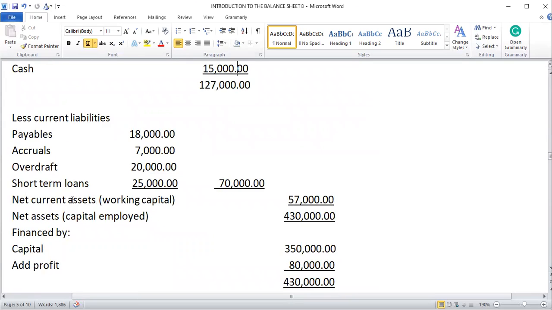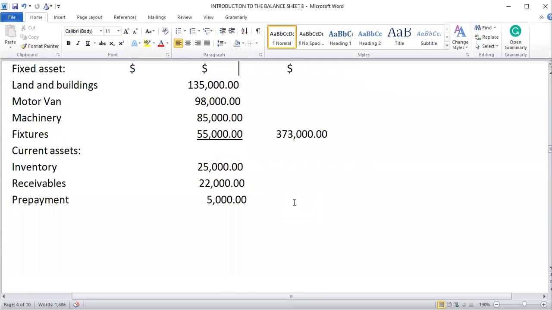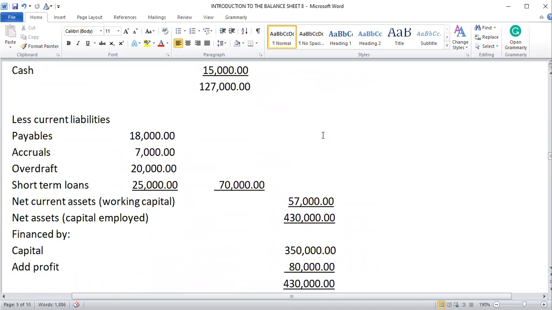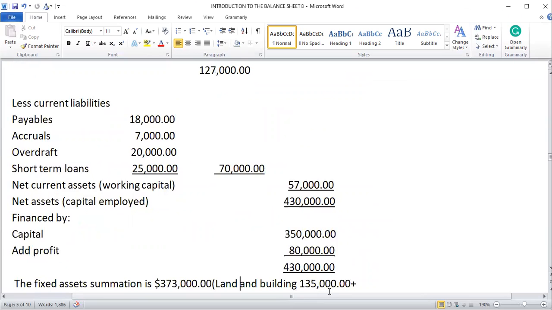So we take this working capital, $57,000, then add it to our fixed assets, which is $373,000. Then we get a capital employed, or net assets, of $430,000. It should be equal to the owner's contribution and the profit. That's financed by capital $350,000 plus profit $80,000, making $430,000, equal to the capital employed.